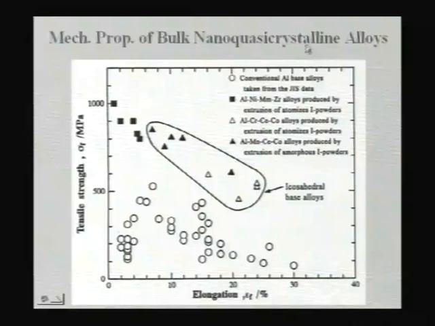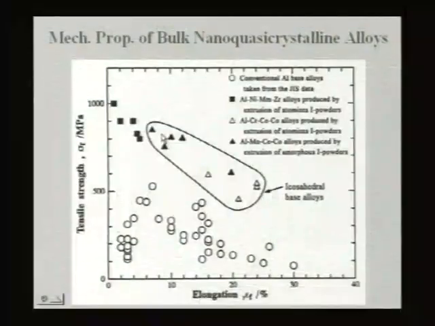And this is another example where aluminum nickel mischmetal with some zirconium, or aluminum chromium cerium with cobalt, give various nano quasicrystalline alloys. If you compare with conventional alloys, all these circles are conventional aluminum alloys. If you look at their strength-elongation combinations, they are all very low strength alloys. And if you can make these nano icosahedral alloys, you can achieve much higher strength. So you can have a good combination of strength and ductility by choosing the proper compositions in these alloys.